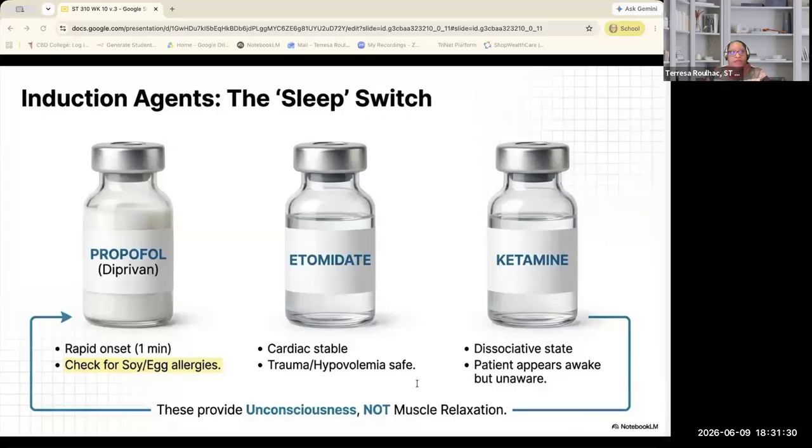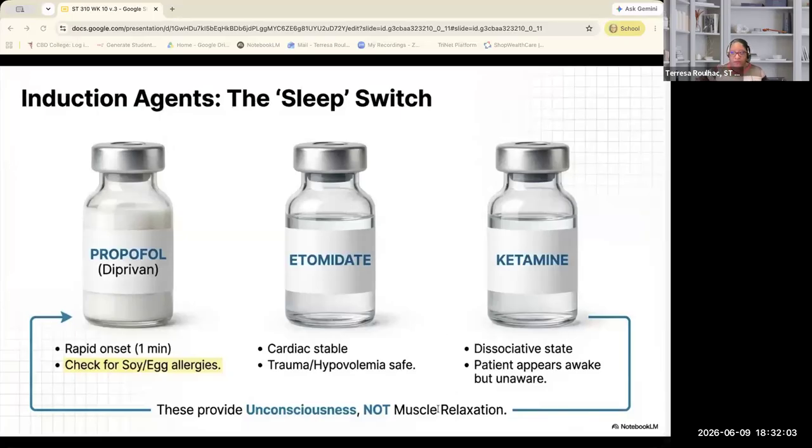Think about it like this for a moment. If these medications make a patient unconscious but don't relax the muscles, why might additional medications be needed before placing that ET tube? Retrograde amnesia. Okay, that's a good one. What else?